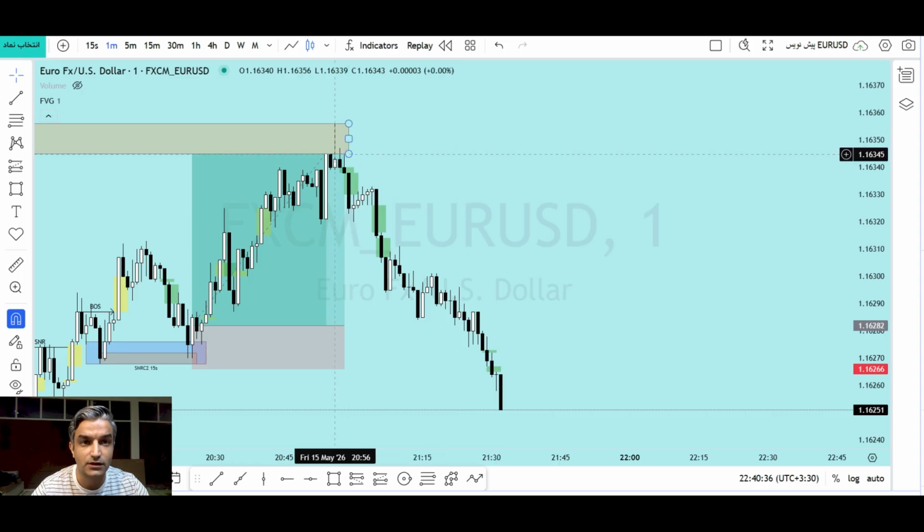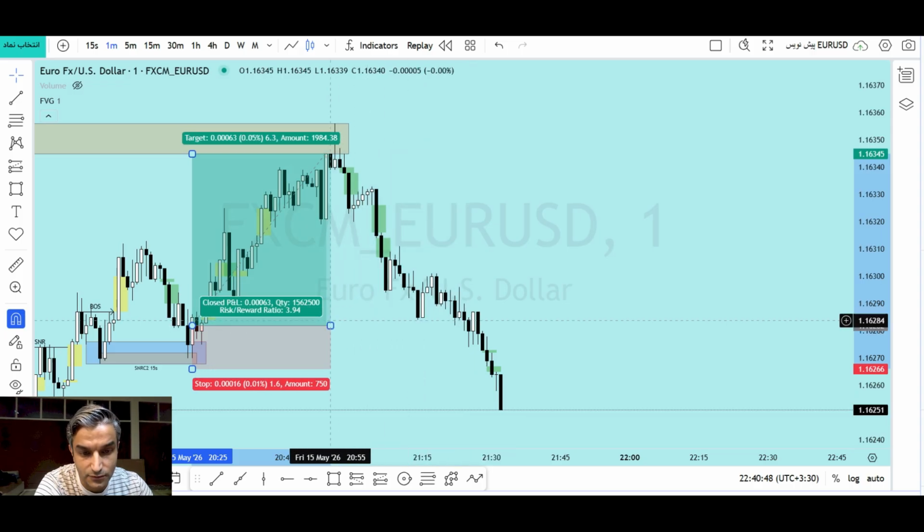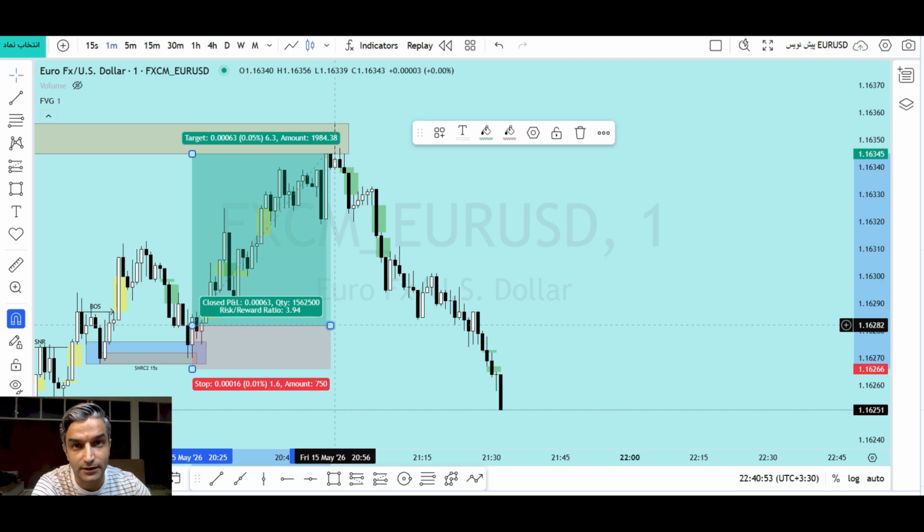As you see, if you didn't close your position, price will come back and touch your stop loss. So please be careful about your money. Your money is very important, and don't enter the market without any practice, and please try to make many backtests, and please be careful about your money in the market.